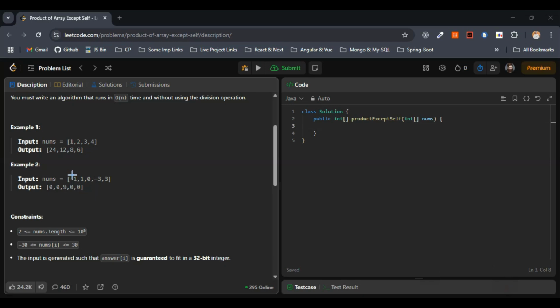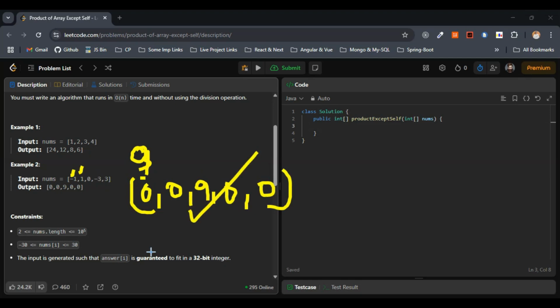Minus 1 into minus 3 is 3, and 3 into 3 is nothing but 9. Only for this position will we get a value. All other positions have to be multiplied by 0, so we get 0 itself. The output will quite obviously be 0 0 9 0 0. I hope this part is completely clear and easy to understand. This is how we got the output 0 0 9 0 0.